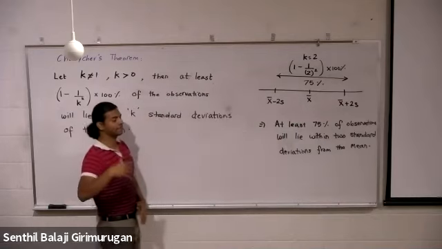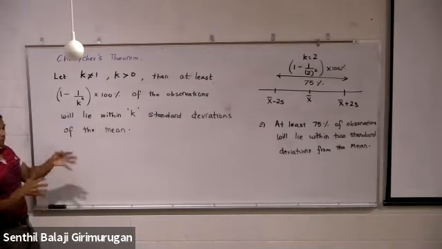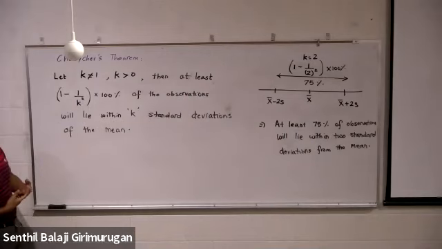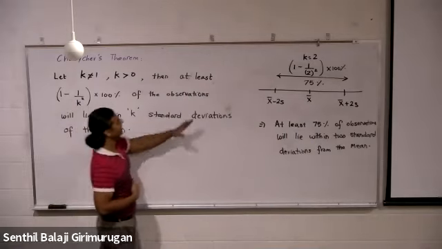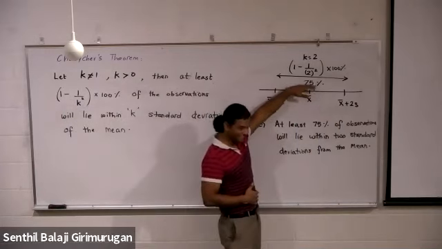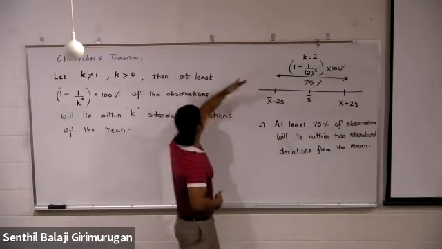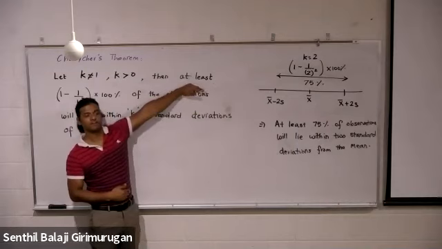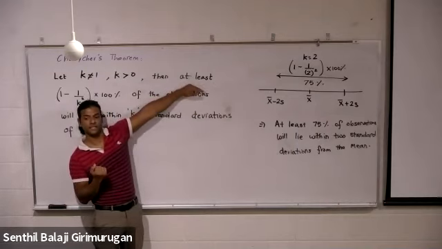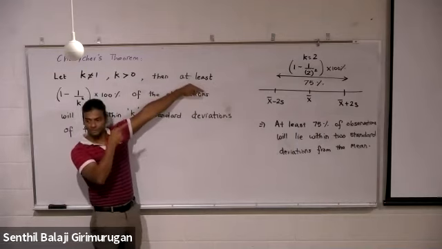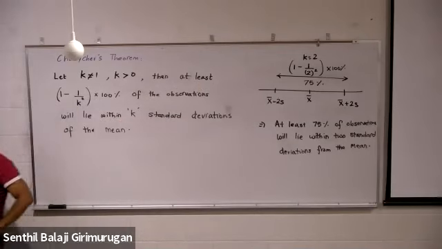So that's what this theorem means. It's a quick way to realize what percent of data is going to lie within a range. The key word here is that it's not saying exactly 75%, it's at least 75%, in the sense 75% or more. Good. Okay.